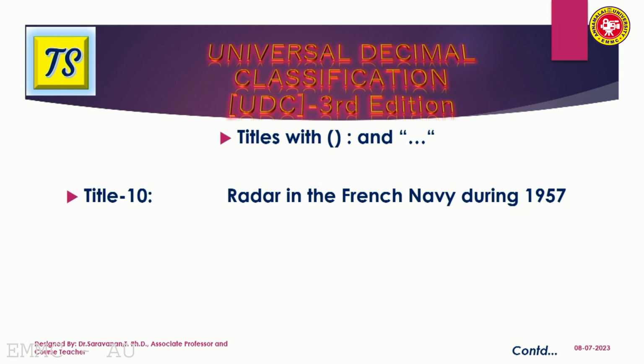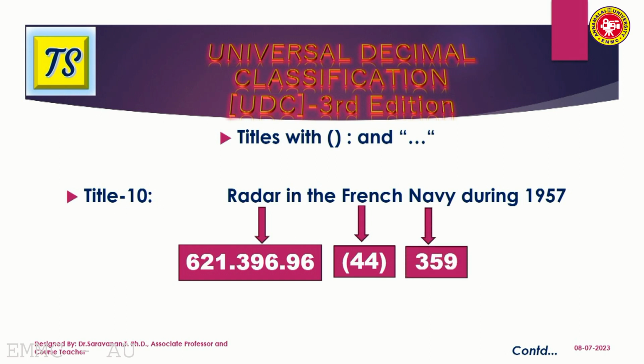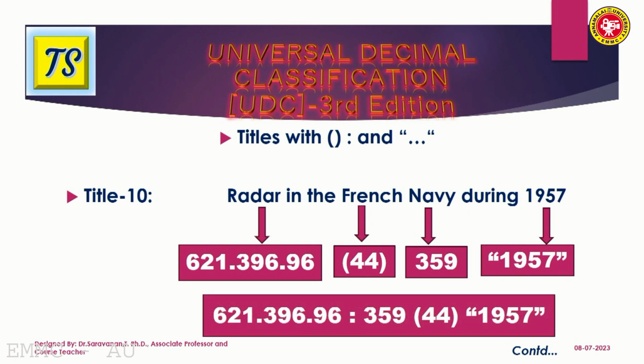Title 10: Radar in the French Navy during 1957. The number for radar is 621.396.96. The notation for geographical location French is 44. Navy notation is 359 and the year should be entered like this. So in this title we have used three auxiliaries: the symbols parenthesis, colon and double quotes. Let us see how to pick up these numbers. The final digit should be prepared in this format.